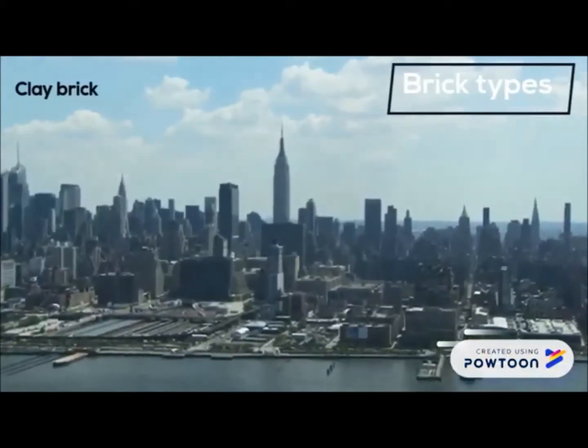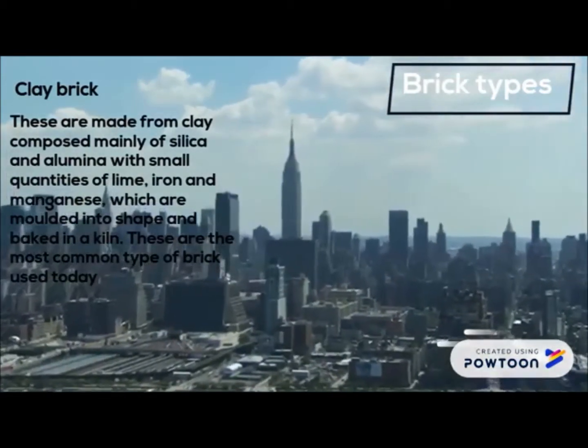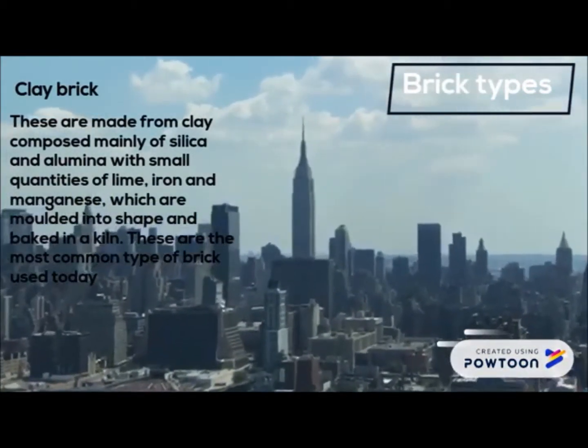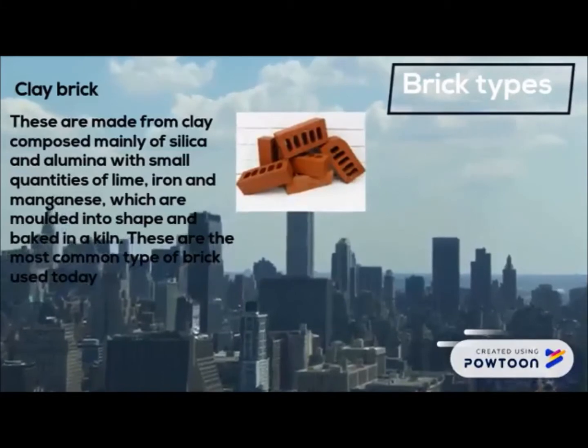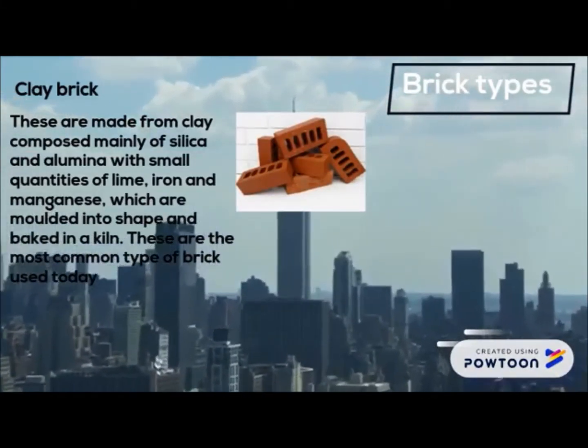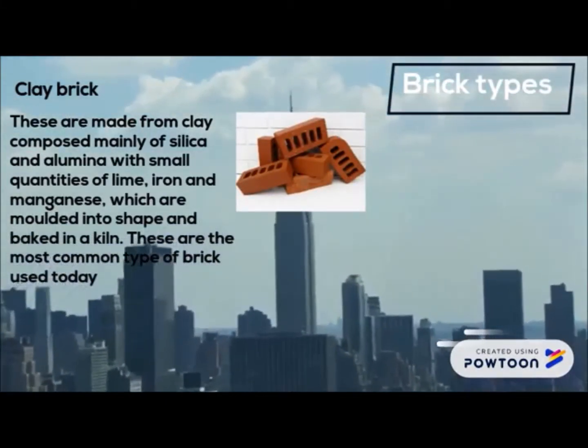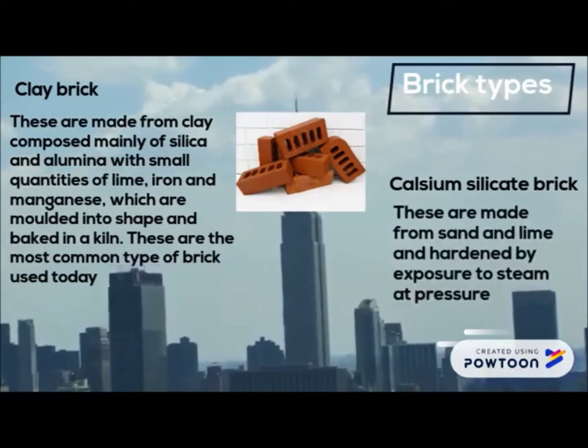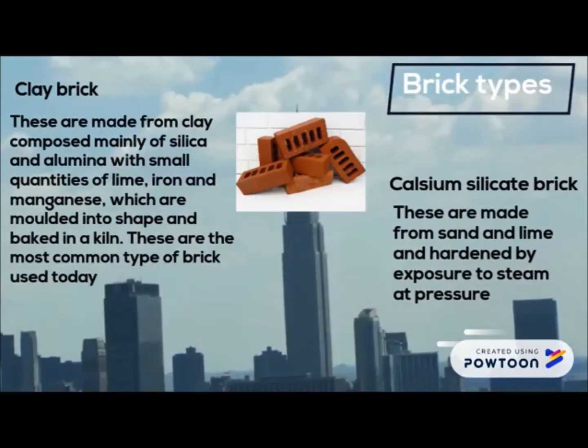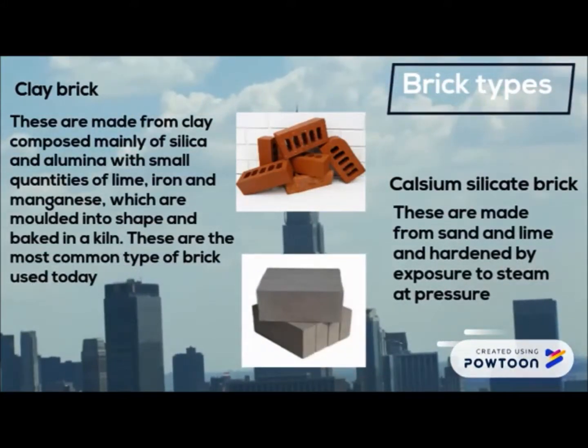Brick types. Clay bricks. These are composed mainly of silica and alumina with small quantities of lime, iron, and manganese, which are molded into shape and baked in a kiln. These are the most common types of brick used today. Calcium silicate bricks. These are made from sand and lime and hardened by exposure to steam at pressure.